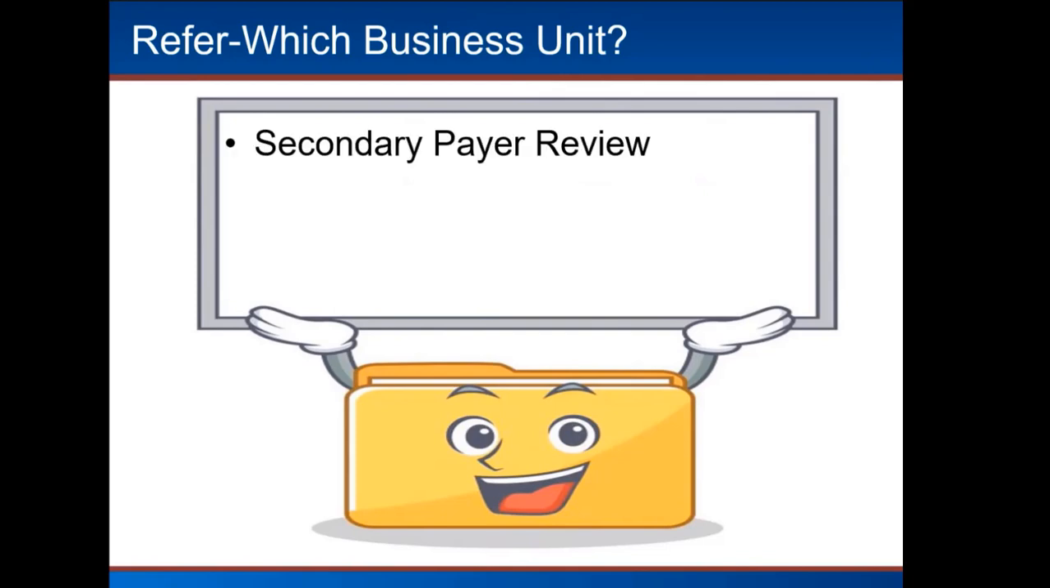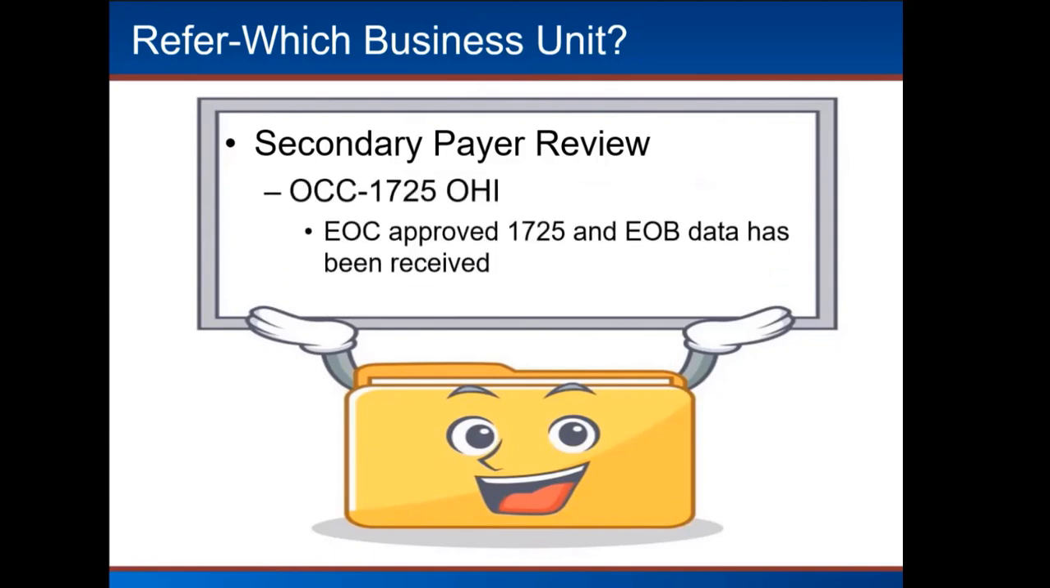And then finally, for our 1725 other health insurance, when the veteran has a valid other health insurance, if they need a secondary payer review, the event is approved under 1725 and an EOB or electronic EOB data is located, we refer the claim to 1725 OHI. Be sure to include where you found the EOB data in the refer notes.